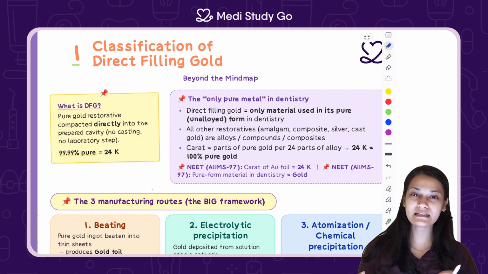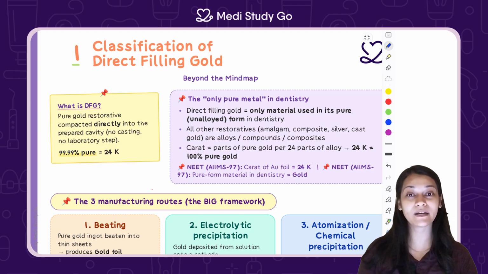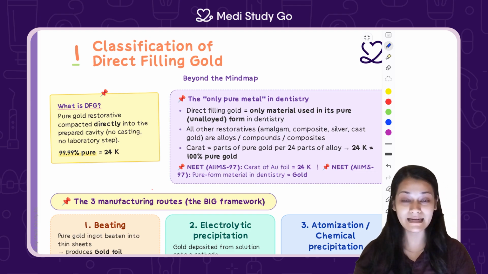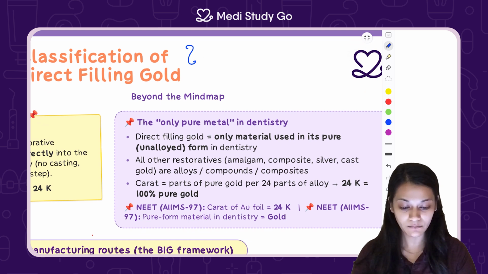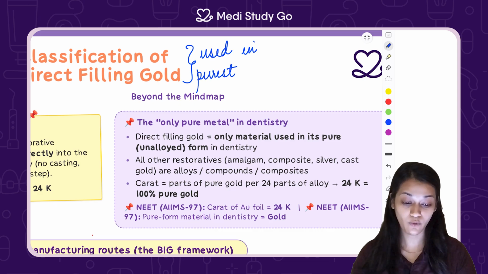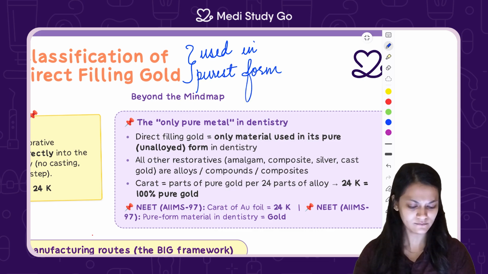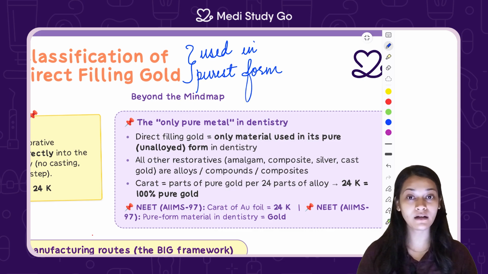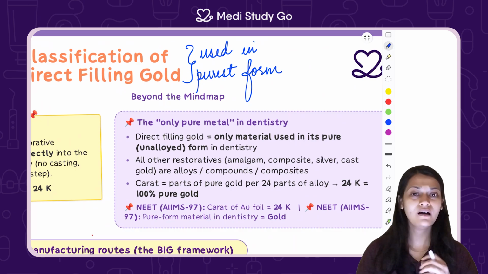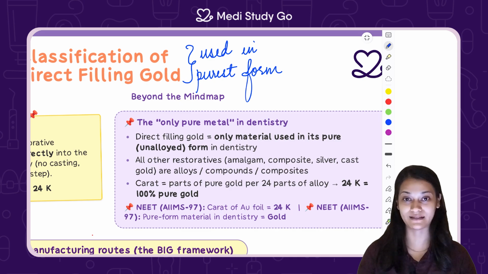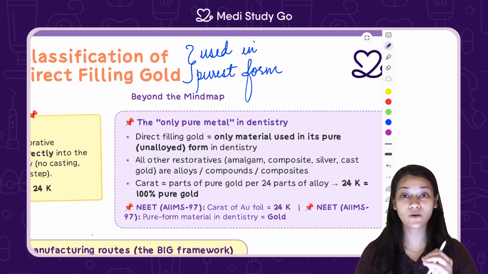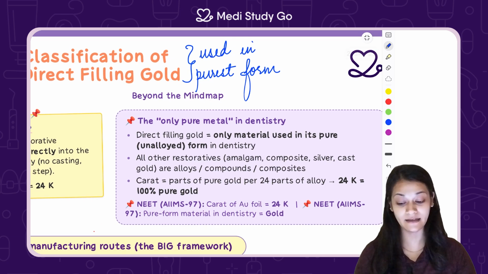To begin with, first let's just understand simply what is meant by direct filling gold. So in dentistry, when I talk about gold, it's the only material that's used in its purest form. What is meant by this is that any other material, may it be amalgam, composite, silver, cast alloy, everything is going to be merged with other components. But gold is only used in its pure 100% form without adding anything else.